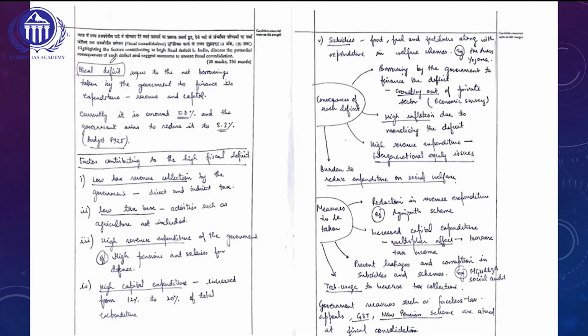Highlighting the factors contributing to high fiscal deficit in India, discuss the potential consequences of such a deficit, and suggest measures to control fiscal consolidation. So overall, in this particular question, there is a clear directive, and it is a 10-marker question. So we should try to address this question in a maximum of 2 pages.